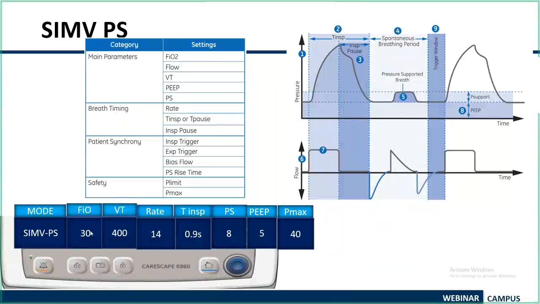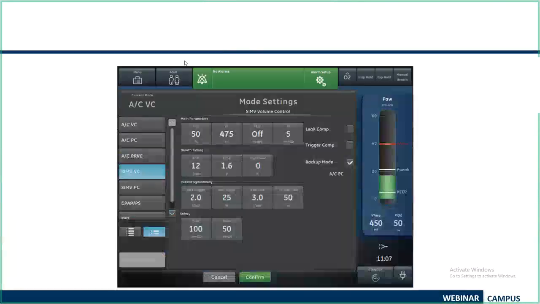So what are the parameters you will be setting here in SIMV with pressure support? Here you have to set the FiO2. Here you have to set the tidal volume, a minimum rate, inspiratory time and IE ratio. Along with that, you have to set the pressure support. I've already told about the pressure supported breath, how much it has to be supported, the PEEP and the maximum pressure. Okay, so this is the pressure supported breath, and this is the spontaneous breathing period where the patient can breathe and the machine can support using the pressure support. So these are the parameters we will be setting in SIMV with pressure support.